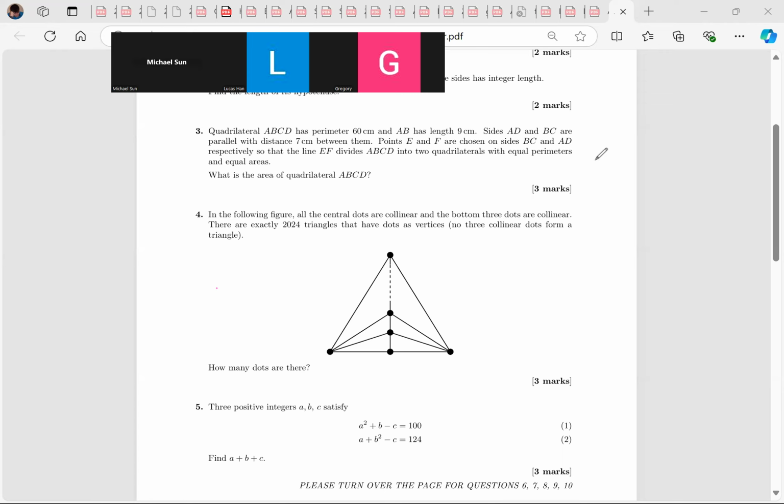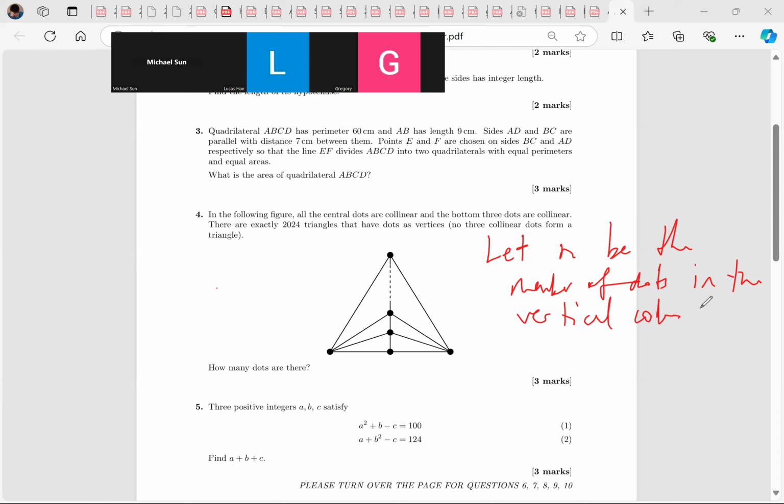I guess the question asks for how many dots there are, not just the vertical column. So it's the vertical column plus... Oh my god, the vertical column, I'm so stupid. That's how you got it, yeah. Let n be the number of dots in the vertical column. That's what I did, yeah.